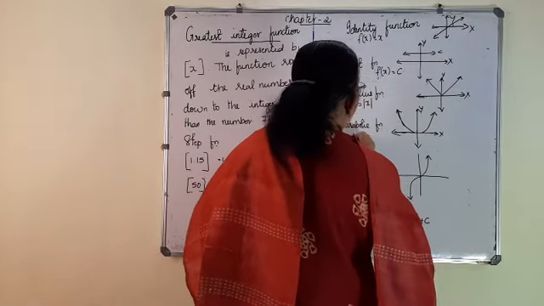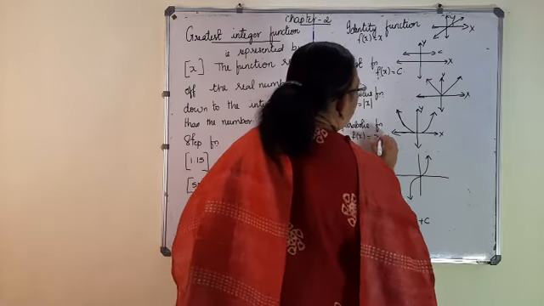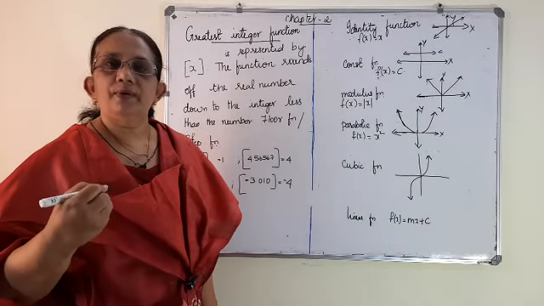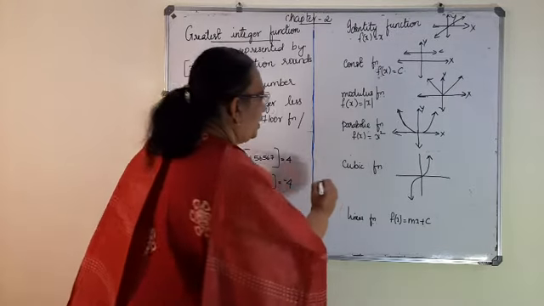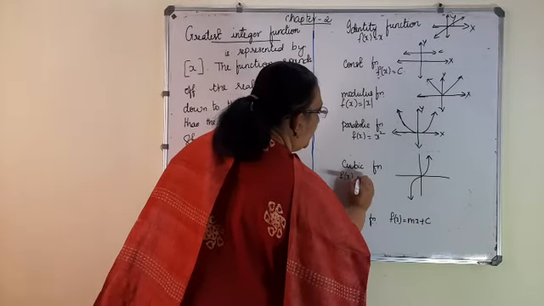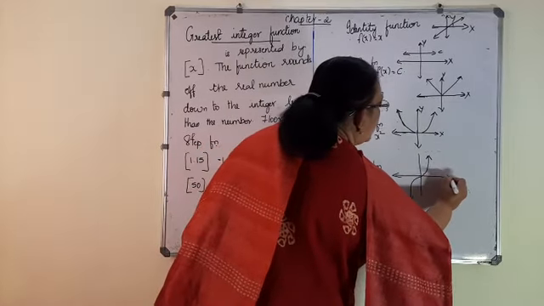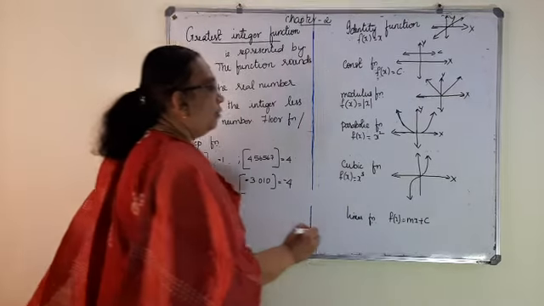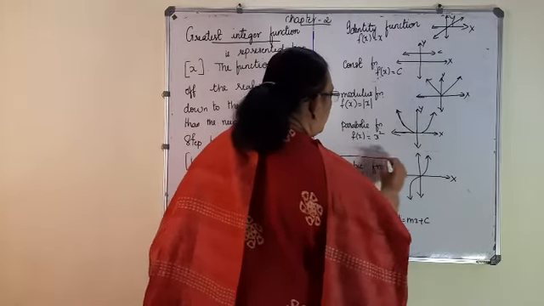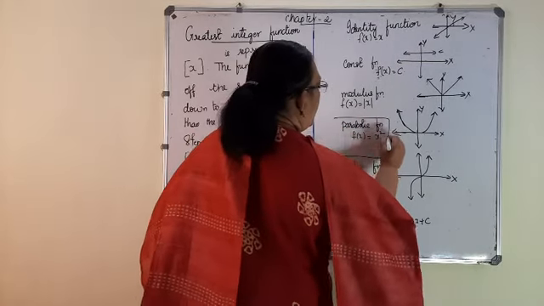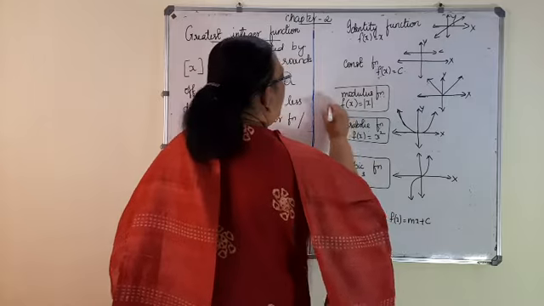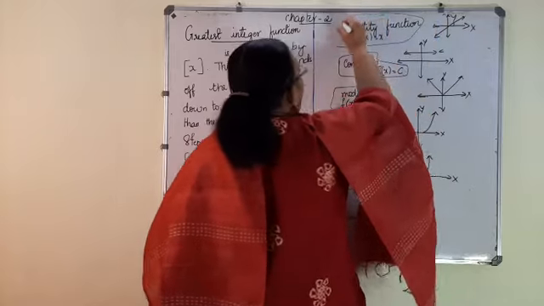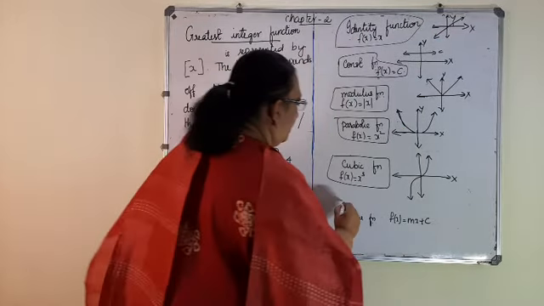What is a parabolic function? The standard form is f of x is equal to x squared. It also can have a horizontal or a vertical shifting. Cubic function: f of x is equal to x cubed. These are the standard forms of the graphs, and they can have horizontal shifting or vertical shifting.